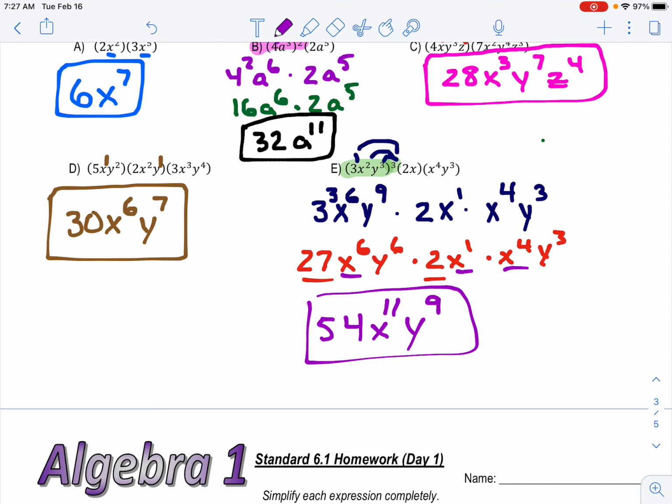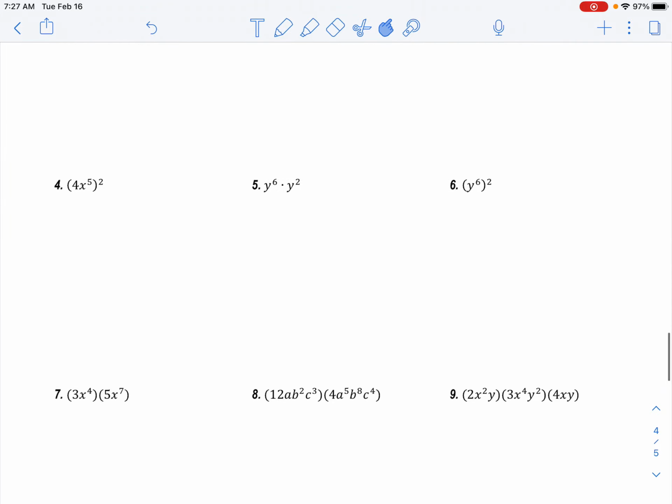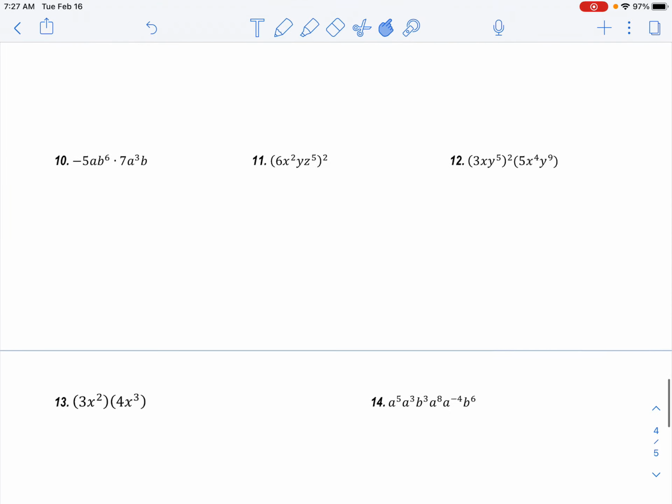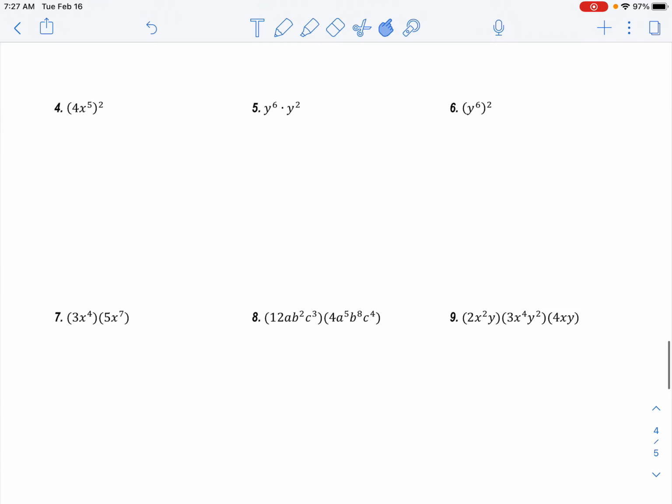All right, now we're going to go ahead and get into some practice. If you look below, we are now going to try 14 problems and see how we can do.